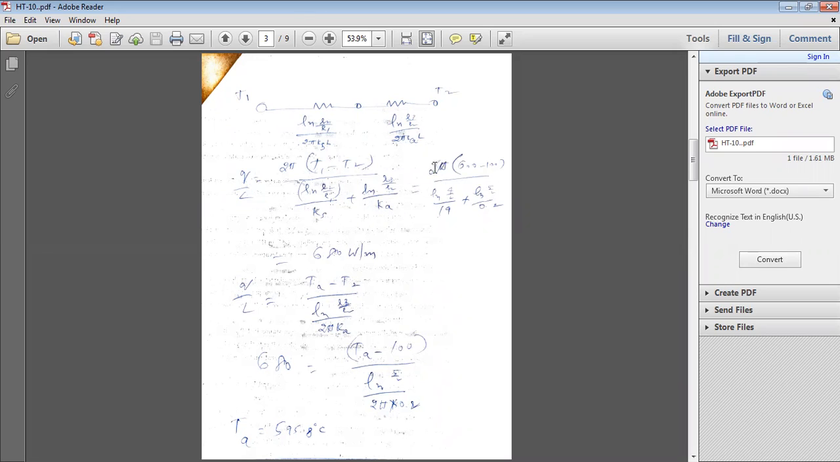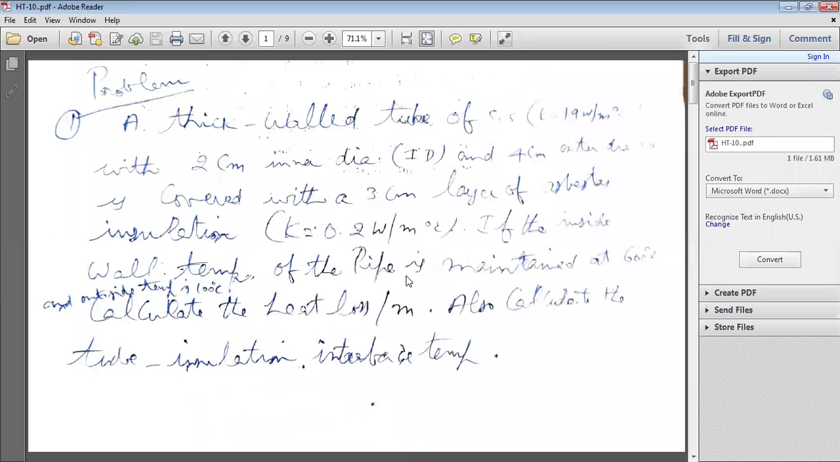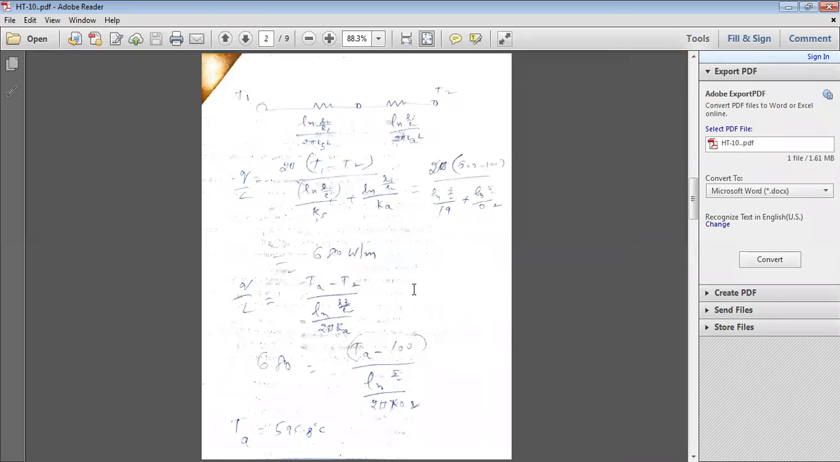That is equal to 2 pi into T1, the inside temperature. What is the inside temperature? The inside wall temperature of the pipe is maintained at 600 degrees centigrade. Outside temperature is 100 degrees centigrade. So inside temperature T1 is 600 degrees centigrade, minus T2, the outside surface temperature, 100 degrees. So 600 minus 100. I am directly taking centigrade because it is a temperature difference, so no problem. But for a single temperature, you are supposed to convert into Kelvin.